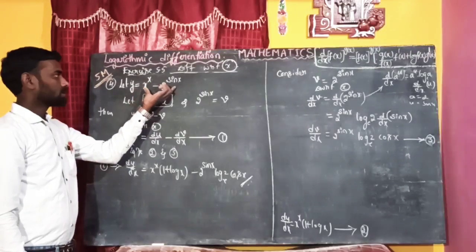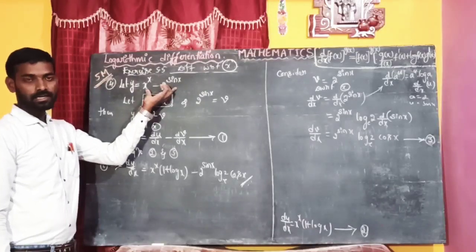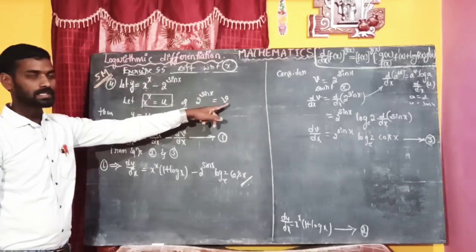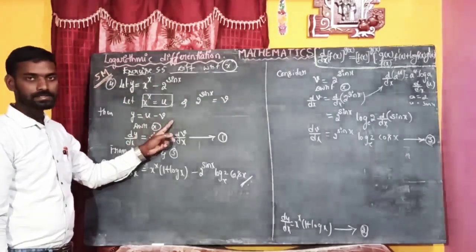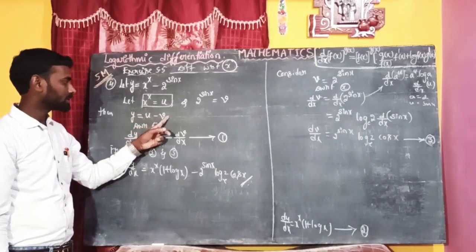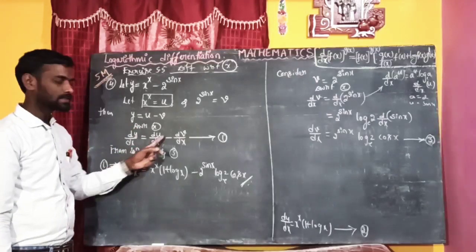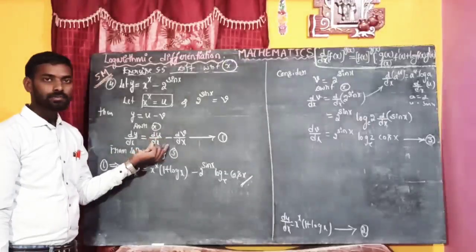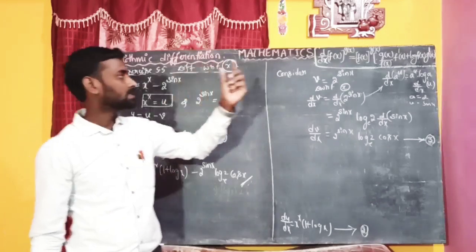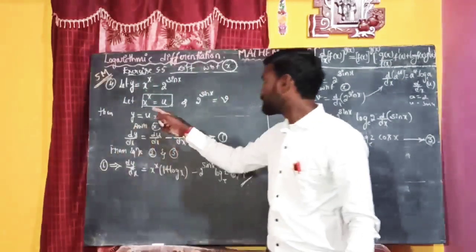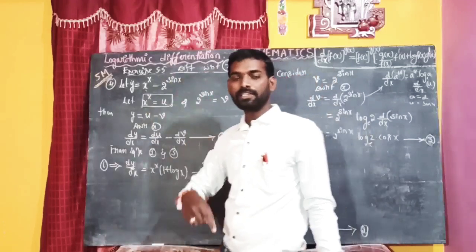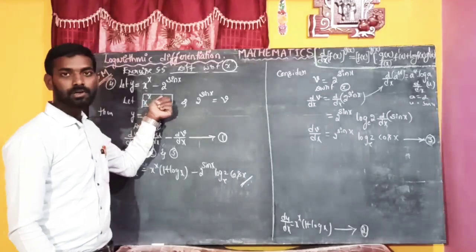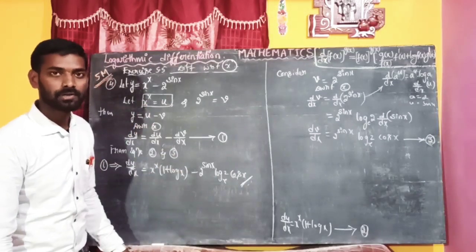First call this function as y, and call x power x as u and 2 to the power of sin x as v. Then this becomes u minus v. Differentiate this with respect to x. This is dy by dx is equal to du by dx minus dv by dx. Next, first find du by dx. To find du by dx, consider u is equal to x to the power of x. Then differentiate by using logarithmic differentiation, because this is function to the power of function. X power x means function to the power of function.